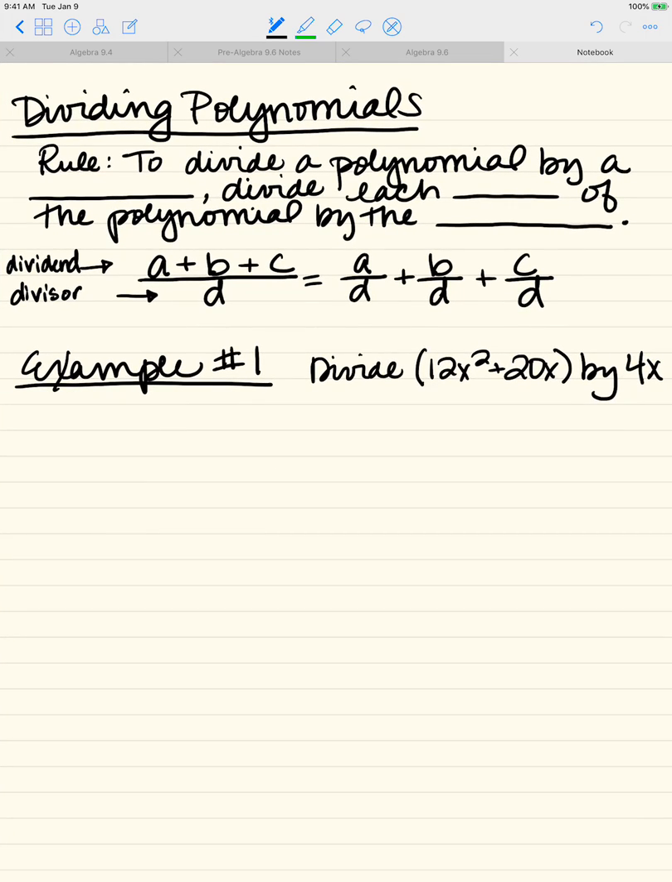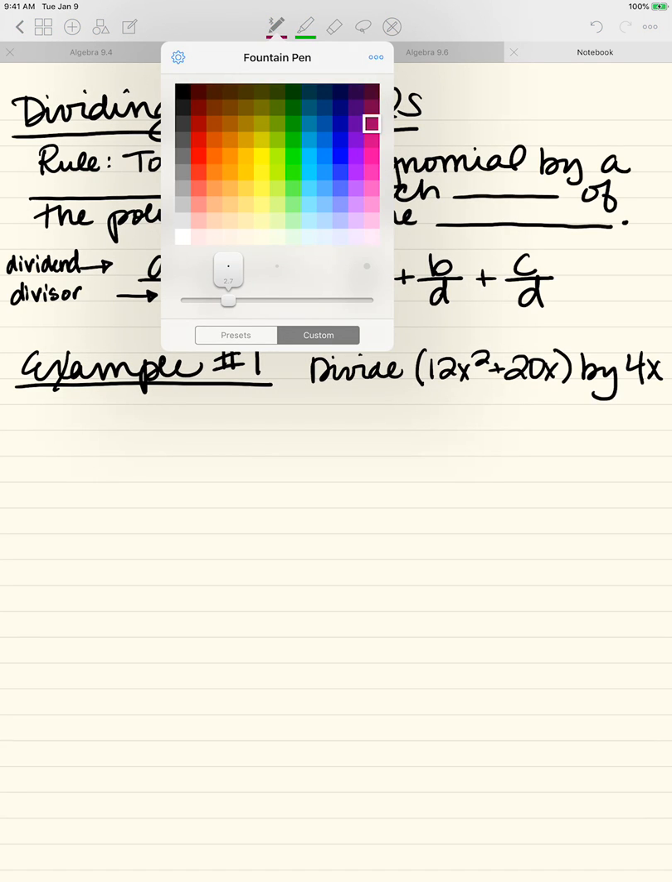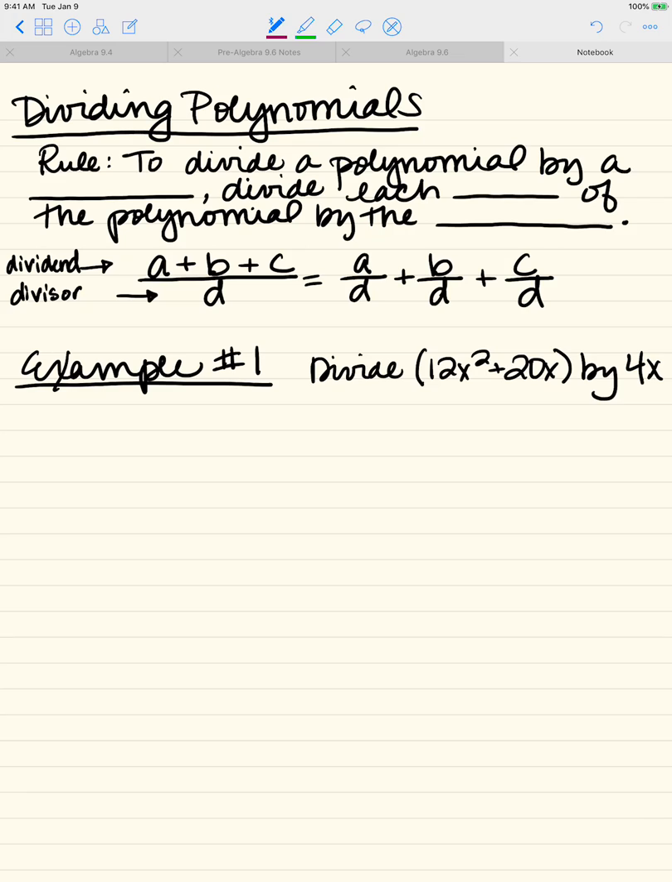Okay, so I'm just starting down at the bottom of the explanation at the beginning of 9.6 where it says, when a polynomial is multiplied by a monomial, we distribute the monomial to each term. The division of a polynomial by a monomial is similar. Our rule that we're going to be working with is to divide a polynomial by a monomial. This is where you fill in the blanks. Divide each term of the polynomial by the monomial.